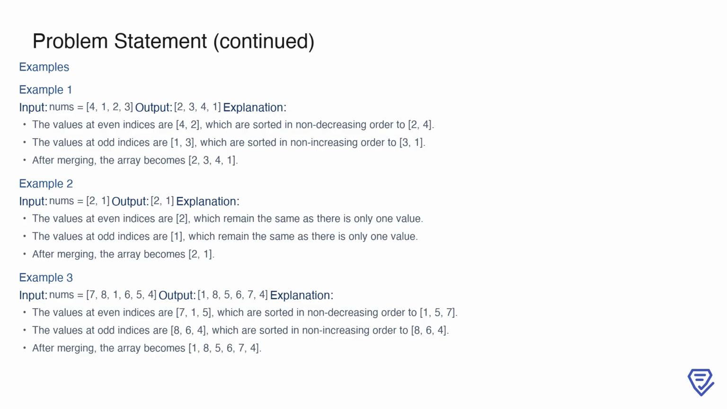In the third example, nums equals 7, 8, 1, 6, 5, 4, the even indices contain 7, 1, 5, which are sorted to 1, 5, 7 in non-decreasing order. The odd indices contain 8, 6, 4, which are sorted to 8, 6, 4 in non-increasing order. After merging, the result is 1, 8, 5, 6, 7, 4.